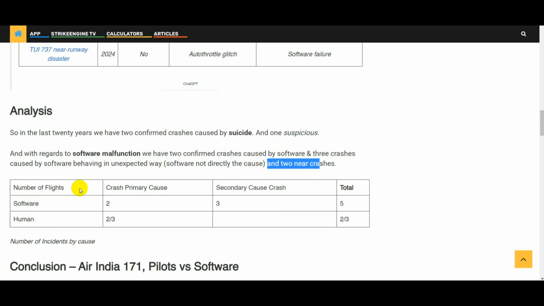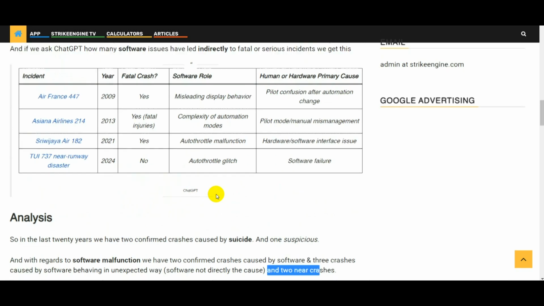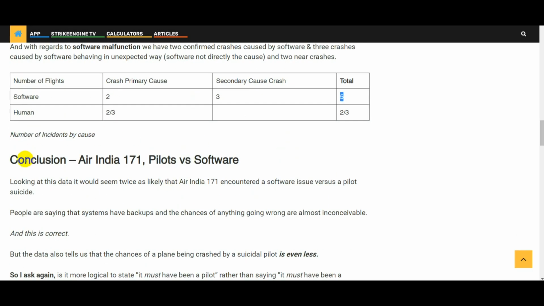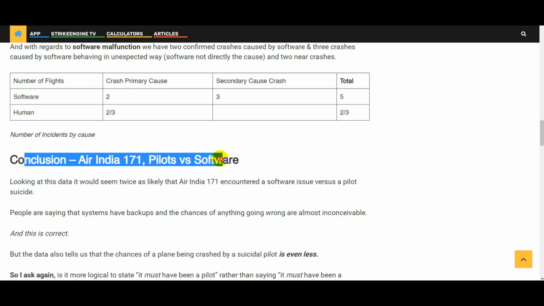So I put this in the table here: the type of issue, i.e. was it software or human related, crash as the primary cause, secondary cause crash, and the total. So for the software we've got 2 crashes where software was the primary cause and 3 where it was a secondary cause. We've also got 1 near miss there. So we've got a total of 5 anyway that was a secondary or primary cause due to software, and then we've either got 2 or 3 incidents which were human, i.e. pilot committing suicide.